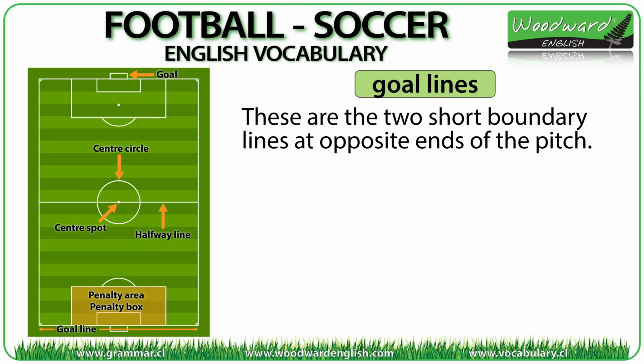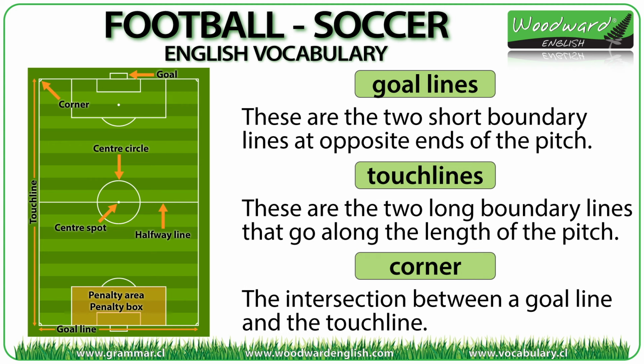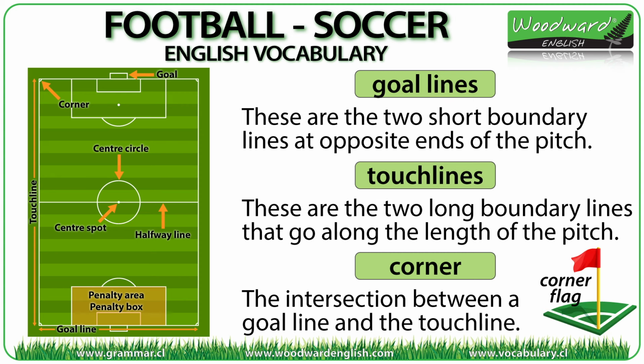We have already mentioned that the goal lines are the two short boundary lines at opposite ends of the pitch. The goal posts are placed on the goal line. The other lines going down the length of the pitch are called the touch lines. The touch lines are the two long boundary lines that go along the length of the pitch. The intersection between a goal line and a touch line is called the corner. There is usually a corner flag positioned at each corner.